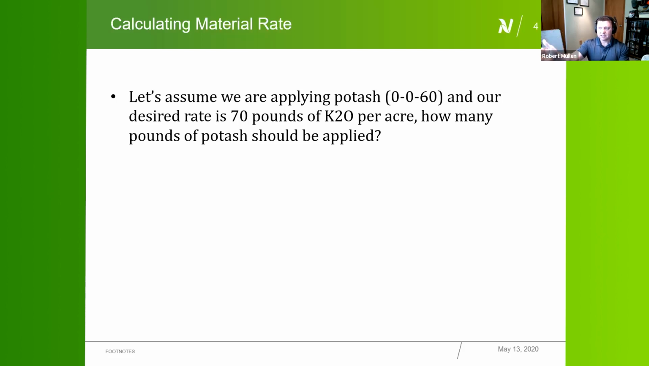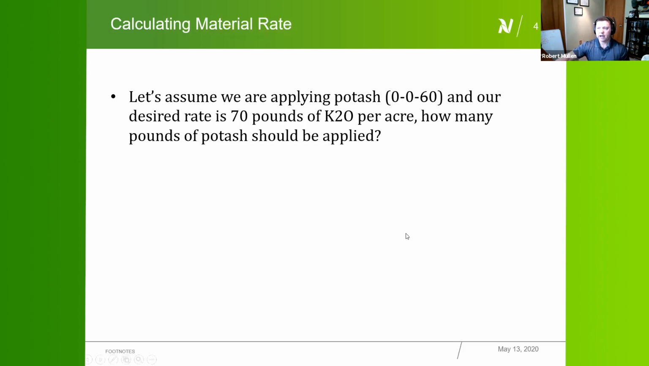So that 60 presumes that the form of potassium that I'm talking about is the oxide form, which is again fertilizer convention. Both phosphorus and potassium, we talk about them in the oxide form. So I just want to make sure that's really clear and where that K2O came from. So the question is, how many pounds of potash should be applied?